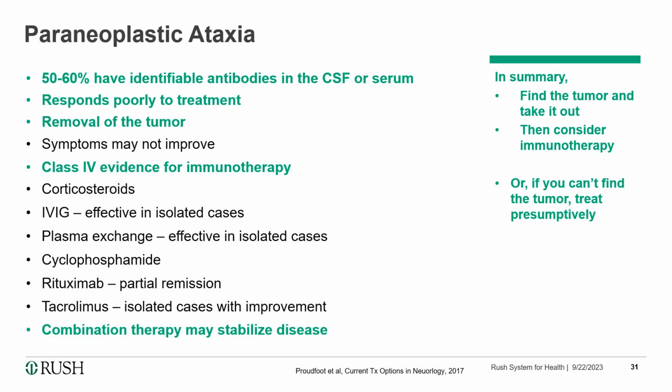So the strategy on the right, in summary, is to find the tumor and take it out, and then consider immunotherapy. If you can't find the tumor, you may go ahead and treat presumptively, but remember that only 50 to 60% of these patients have identifiable antibodies in the CSF or serum.